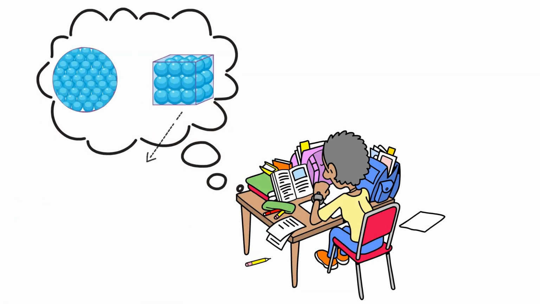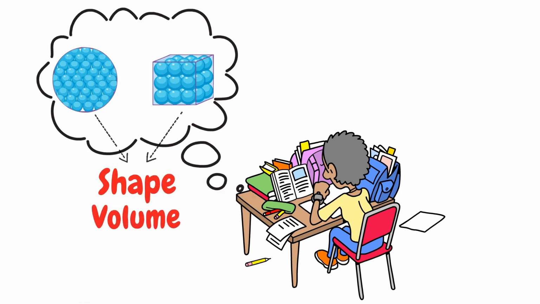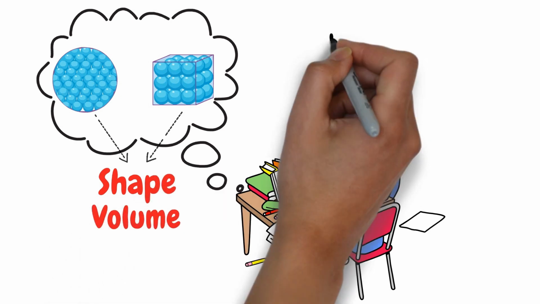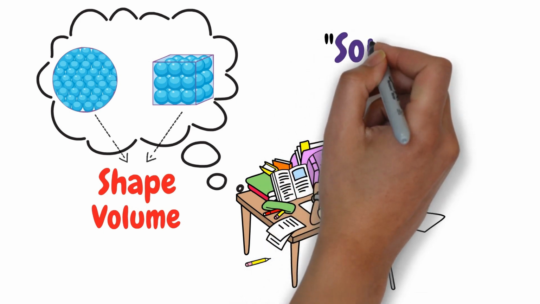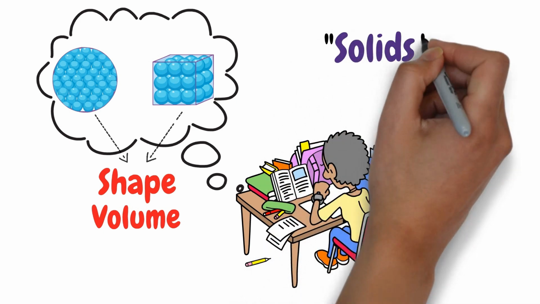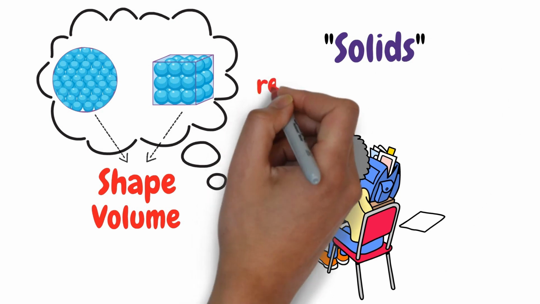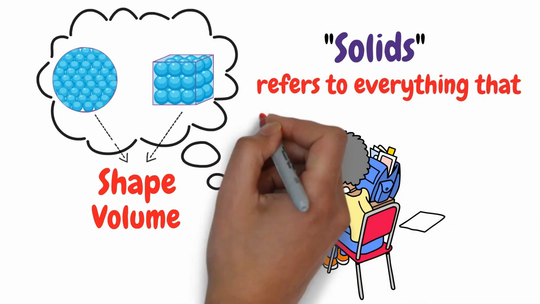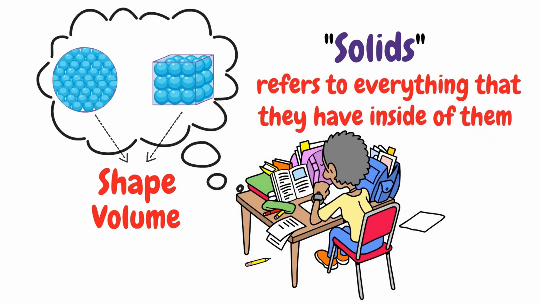Whatever they come into contact with that has a shape and volume that are consistent with one another is believed to be solid.